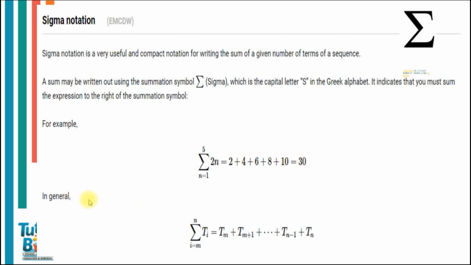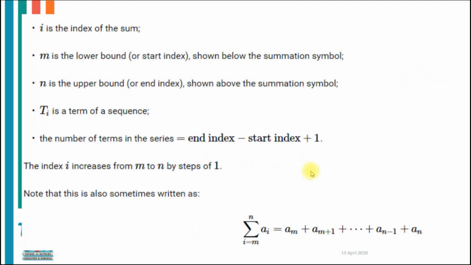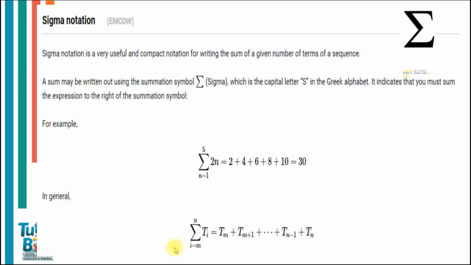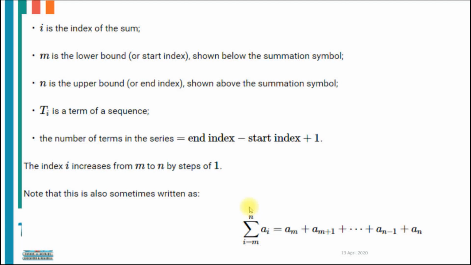So in general, if you're summing Ti from i is equal to m all the way to n, this will be equal to Tm plus Tm+1 plus all the way to plus Tn-1 plus Tn. This n minus 1 is the number before n. So that's why we're saying plus Tn-1 and then plus Tn, the last one. I is called the index of the sum. Let me just go back so you guys can see. So i here, that's the index. m is the lower bound.